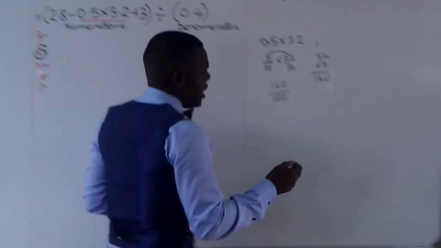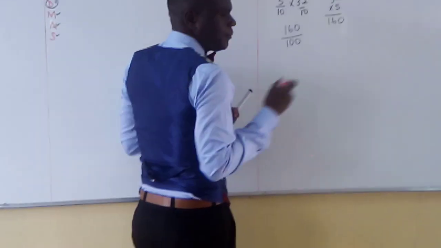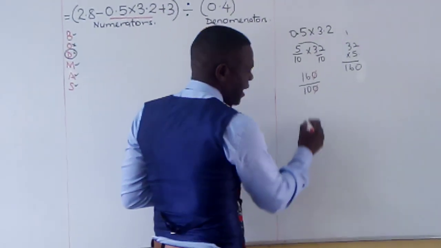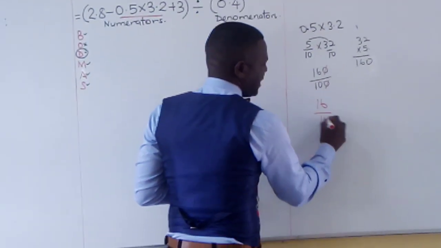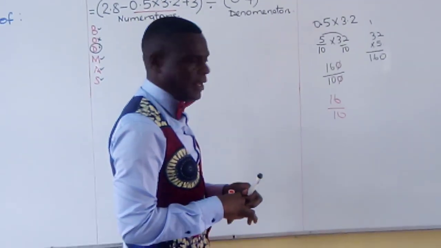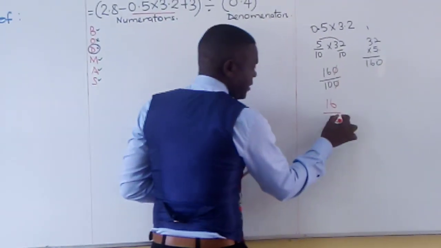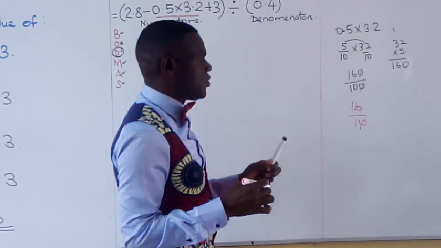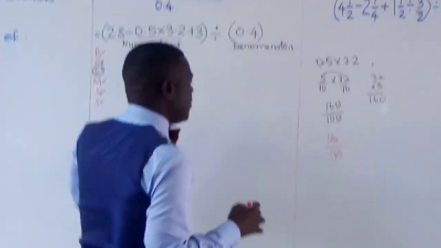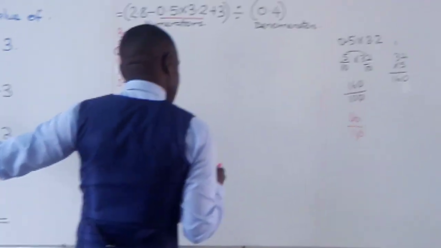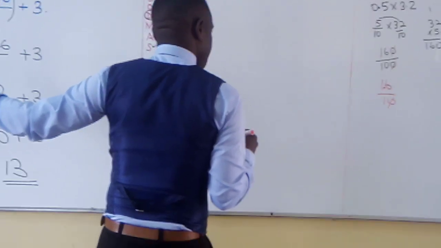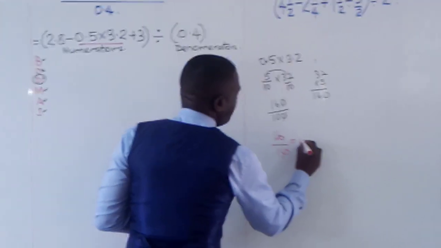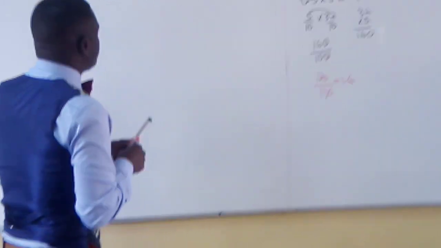Let's look at that. Now, I will cancel that 0 with that 0. So I have 16 over 10. If I cancel that 0, I will create a decimal point there. So when dividing, the decimal moves to the left. I hope you've understood that. And so, what do I have here? I have 1.6.